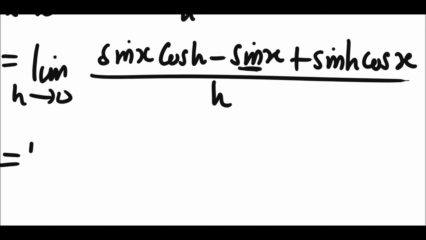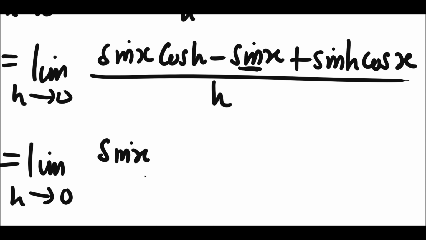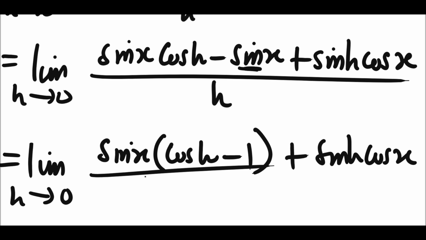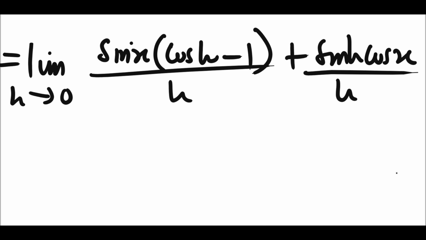So we have equal to the limit as h approaches 0. Okay, here we have sine x. So we can factorize sine x out. So when sine x divides sine x cos h, we will be left with cos h. When sine x divides this, we will be left with 1. Then plus we have our sine h cos x over here. Then we can divide this one by h, then also this one by h, since they all have the same denominator.